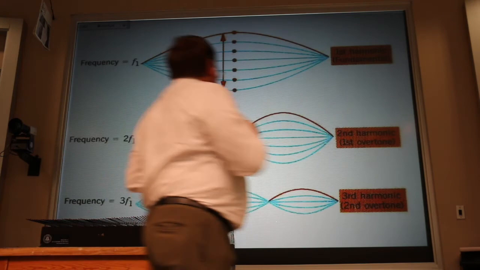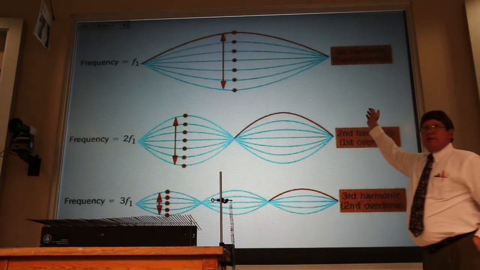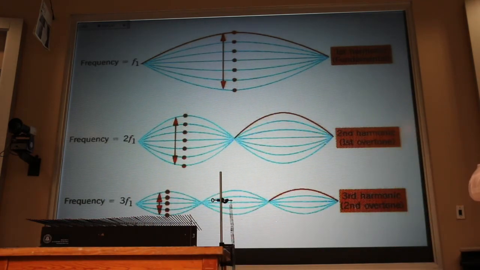Now, it turns out that we have adopted the language of the music department on the fundamental. Often we will call that the fundamental instead of the first harmonic. We'll use those two interchangeably. But we will never call that the first overtone, because that will mess up our mathematics.